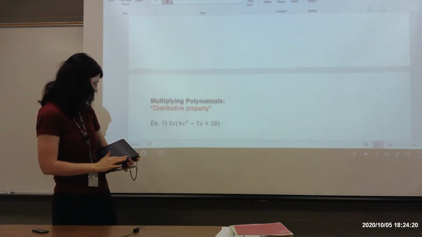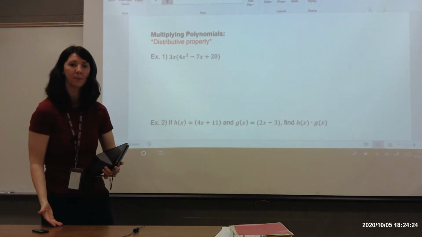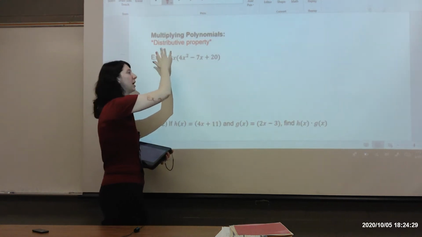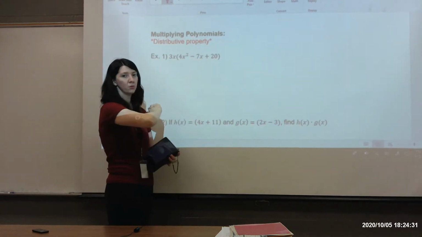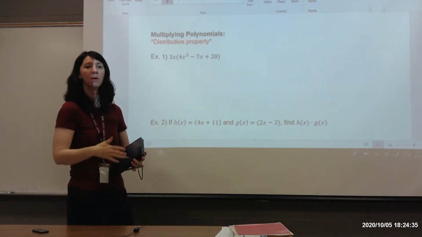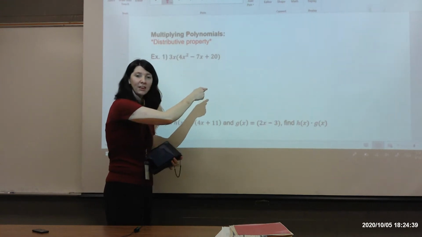We always want our answer in standard form. All right, so multiplying polynomials is basically just the distributive property. Every term in the first polynomial has to be multiplied to every term in the second polynomial. And that could be any size. It could be 1 term, 2 terms, 3 terms, more terms. As long as everything from the first is multiplied to everything in the second, then your answer is going to be good.